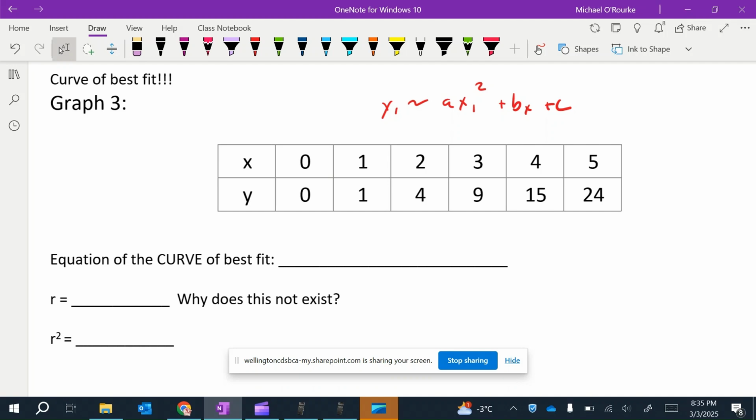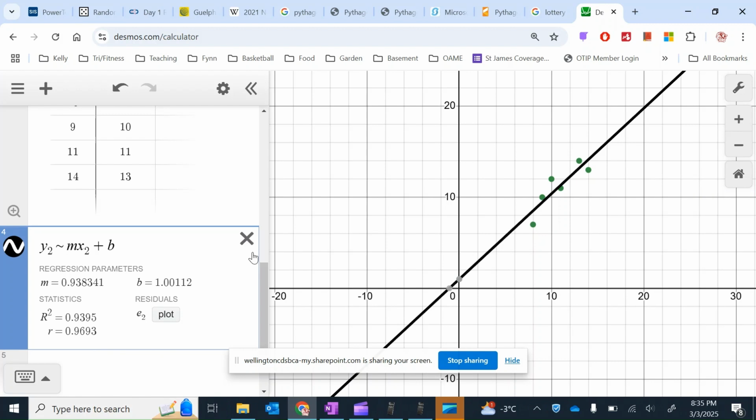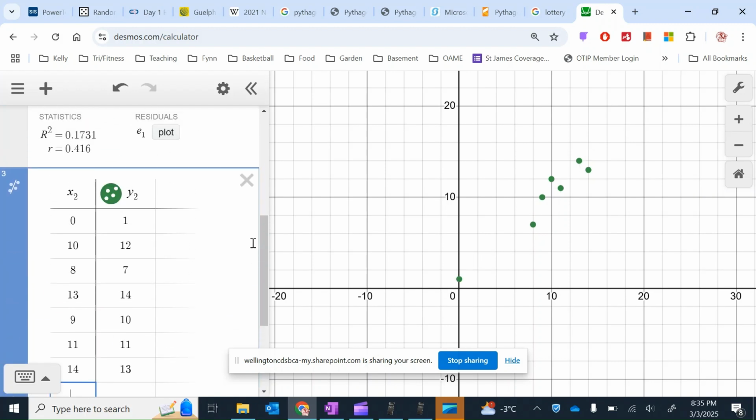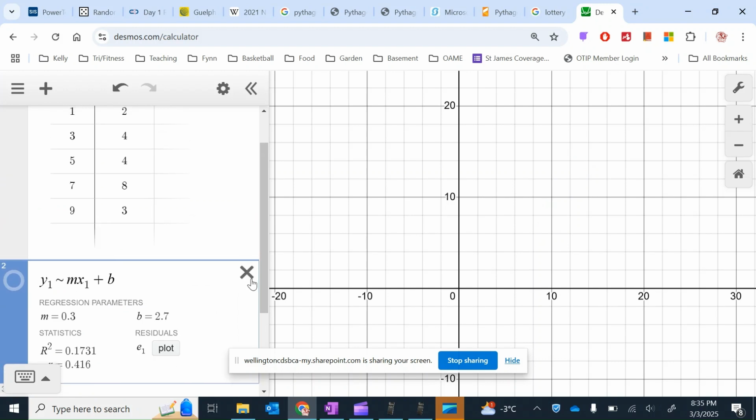We can go back to Desmos. Now, to make my life simpler, I'm going to get rid of this one. I'm going to press the X, get rid of that one. I'm going to get rid of everything I wrote before.